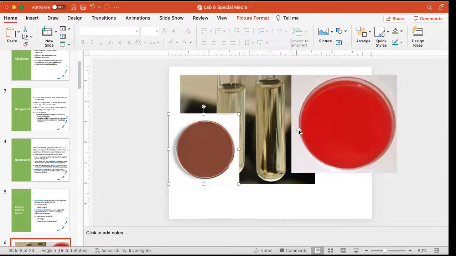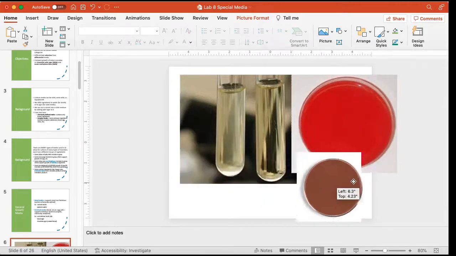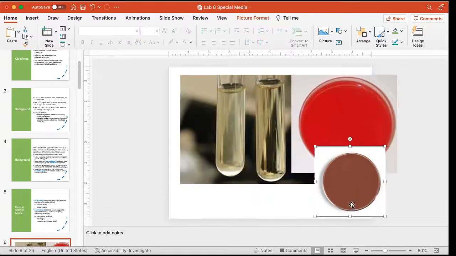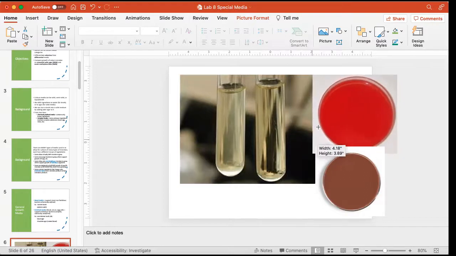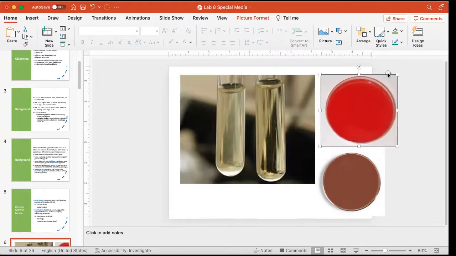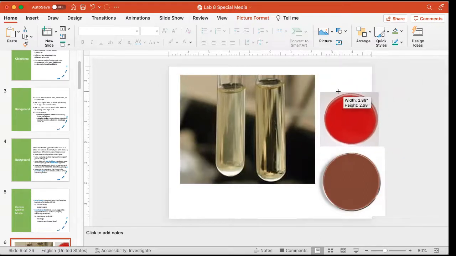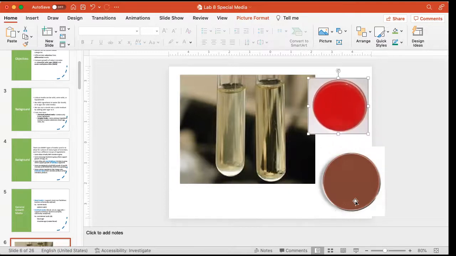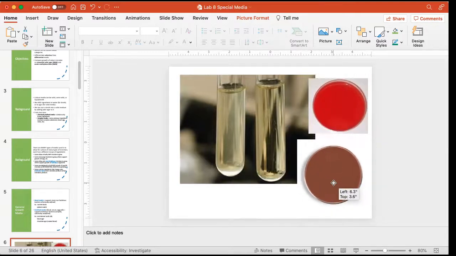I think it's pretty obvious that you can see the effect that the blood has on the agar. It has this deep red color associated with it. Down below, this is what chocolate agar looks like. So you can see why we refer to it as chocolate agar. It just has that look. It has that same brownish color that chocolate has.